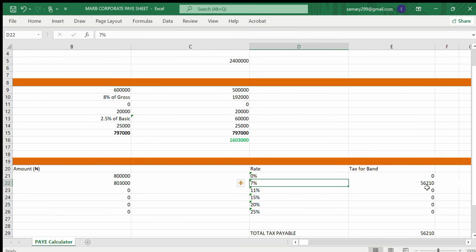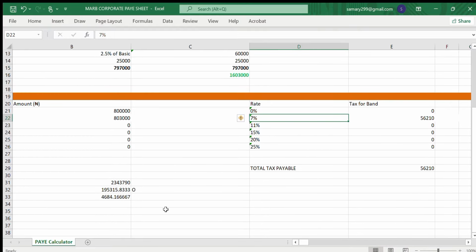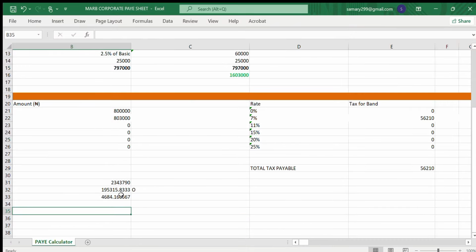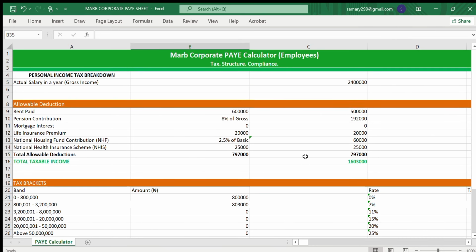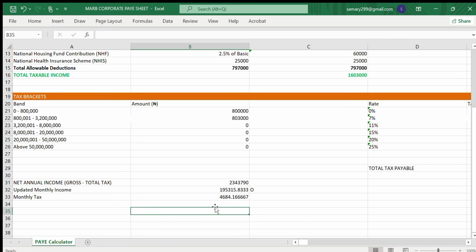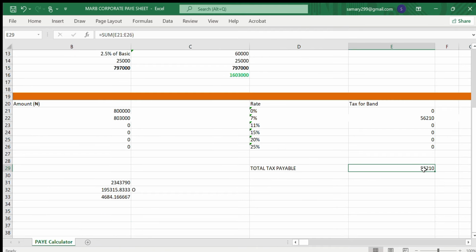Then you're going to be paying 56,210. 56,210 means that your net annual income, your gross, which is how much? 2.4 million naira, minus the total tax that you're going to be paying. This, don't forget, is on annual payments.